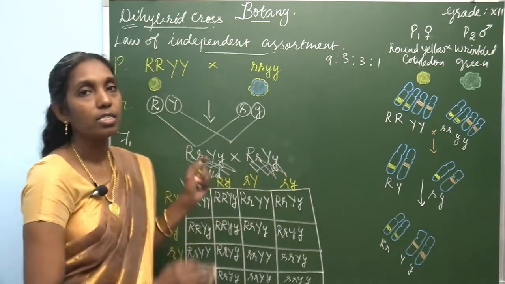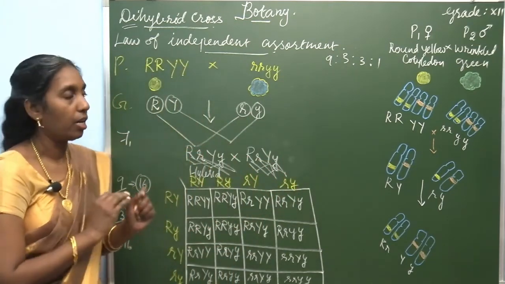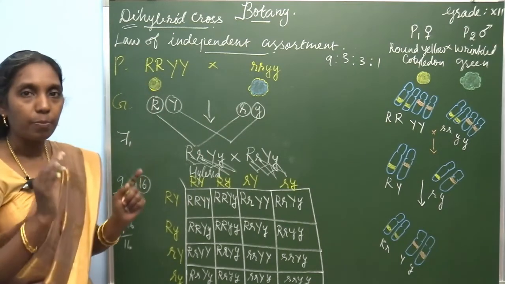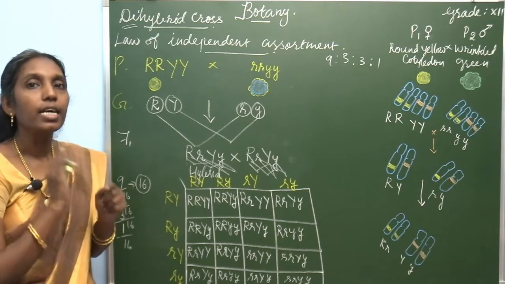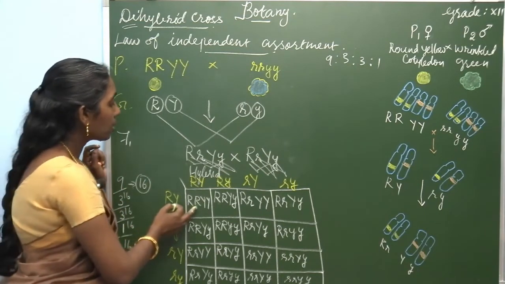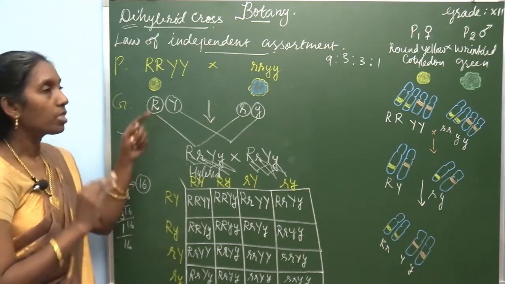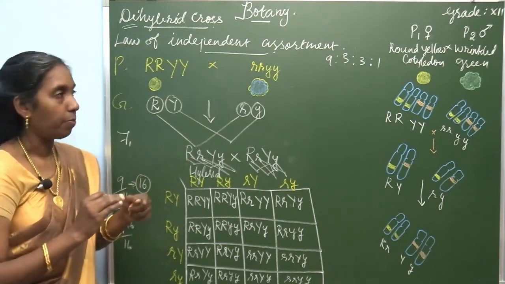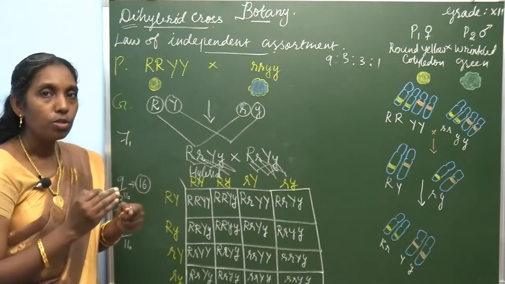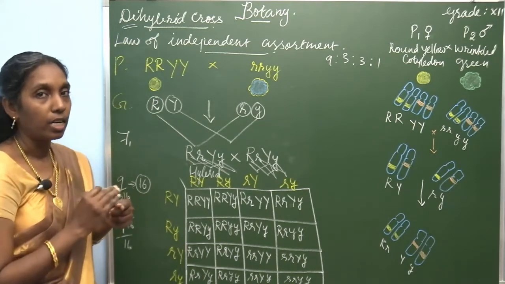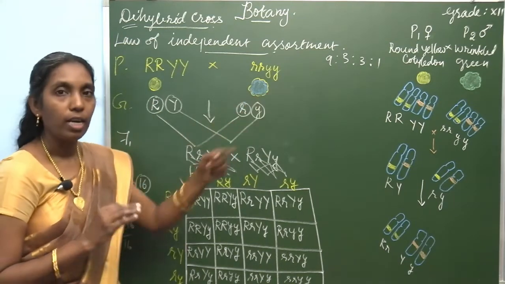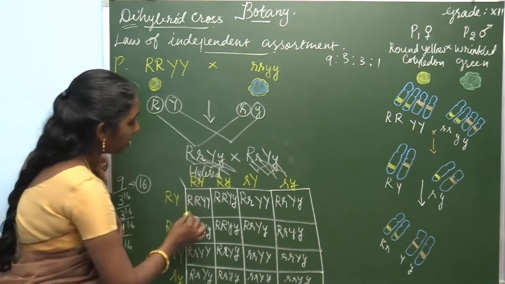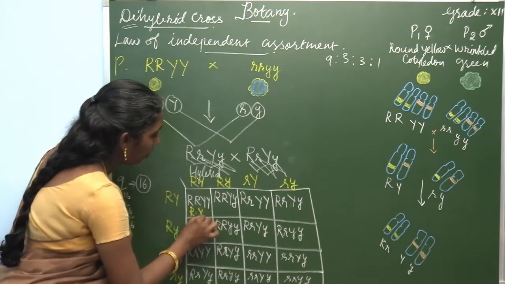9:3:3:1. Let's check how this 9:3:3:1 is obtained. Now, capital R represents the shape of the cotyledon, that is round. Wherever capital R is there, it gives round shape. Small r represents wrinkled shape. Capital Y shows the color yellow, the dominant nature. Small y, green color.